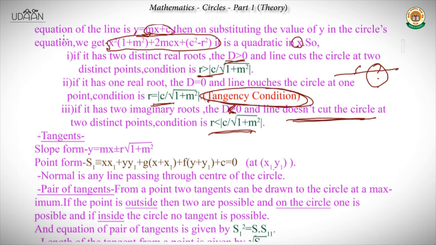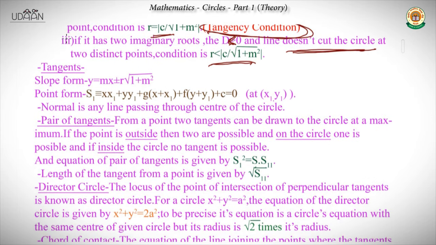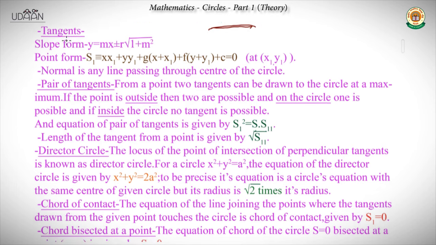Now let us go into the tangents of the circle. If any circle equation is not mentioned, all the equations correspond to the circle x square plus y square equals r square. Now the tangents can be written in different forms. In slope form, it is given by the formula y equals mx plus or minus r root of 1 plus m square. This is the formula, and m is the slope of the line.